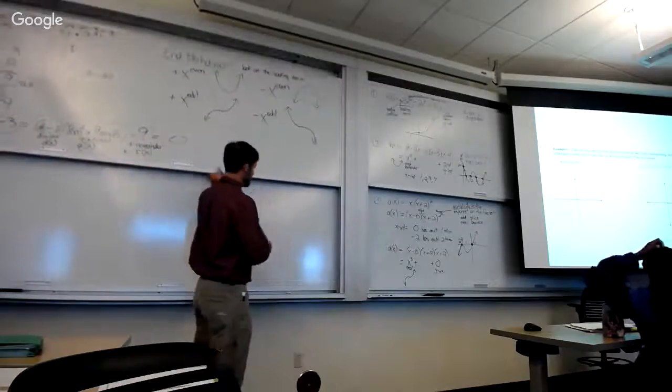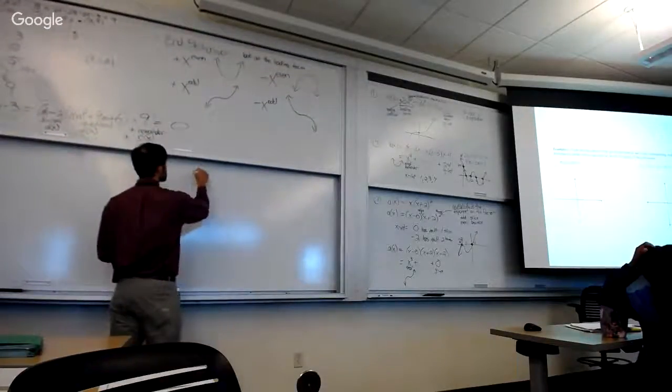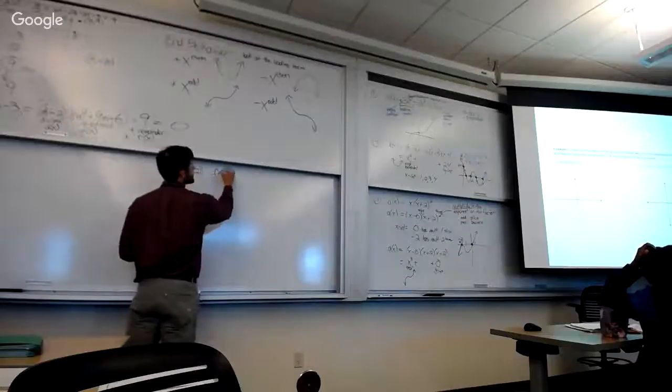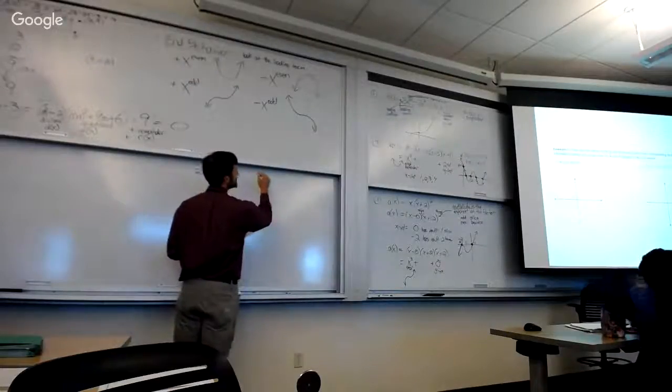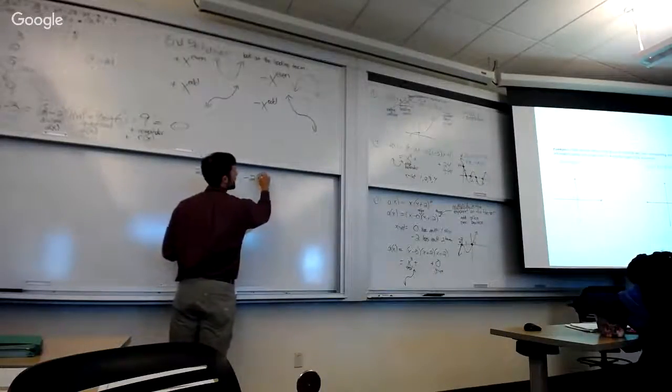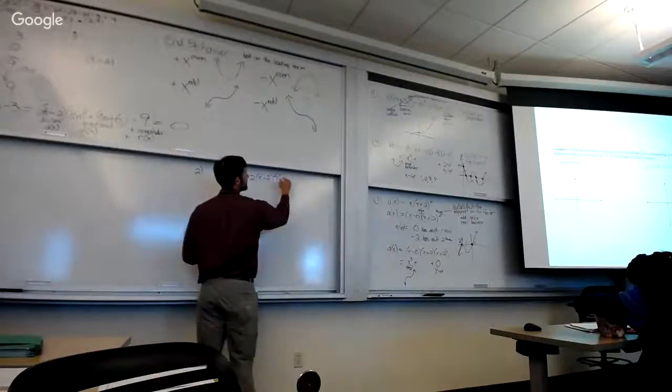So number 2, we're going to start by writing out the function. So f of x equals, is that a -2? -2, and that's x minus 2 squared times x plus 1.